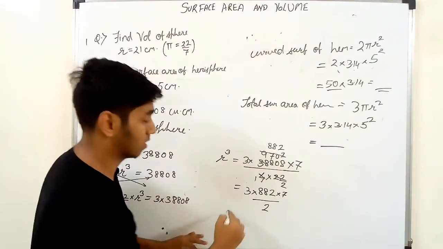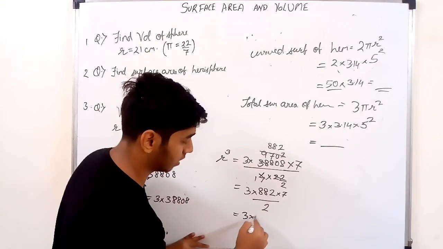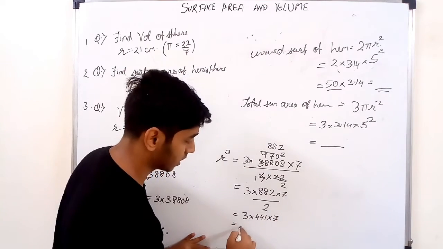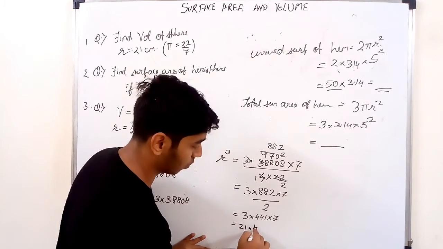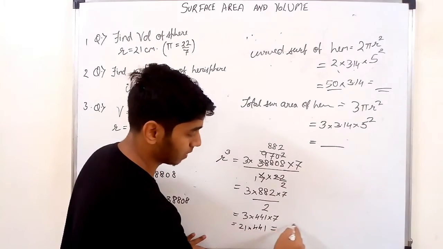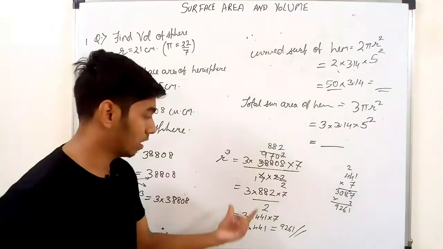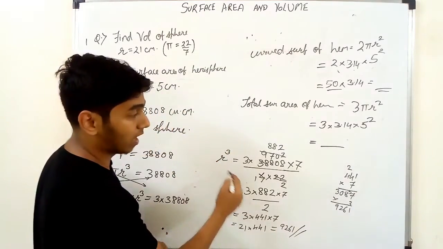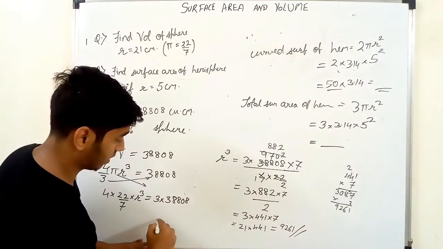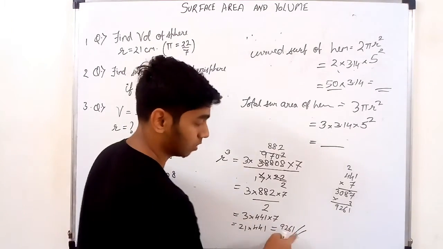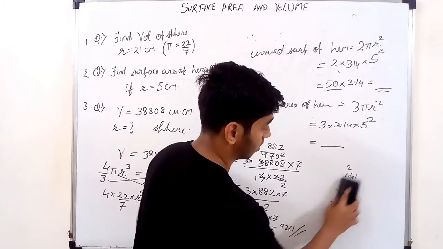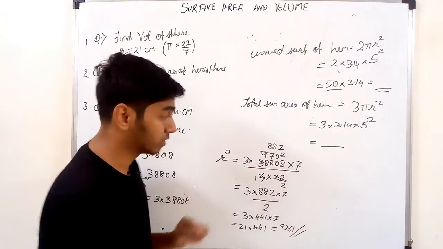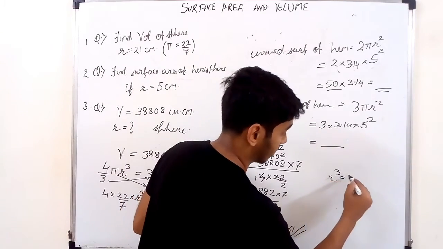So divide this 2 again with this. You get 3 into 4, 4 and 1 into 7. 7 3s are 21, into 4, 4, 1. So when you multiply this, after multiplying you get 9261. So I have multiplied it, and you will get r cube as 9261.